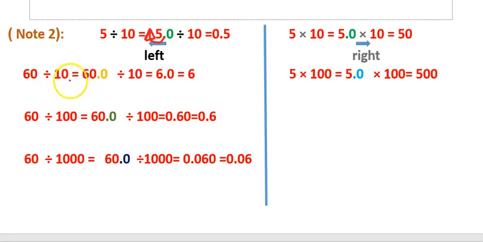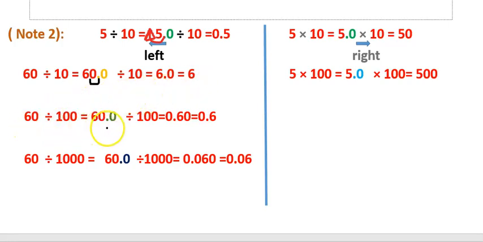60 divided by 10. 10 has 1 zero, so I will move the decimal point one place to the left. 60 equals 60.0. This is the decimal point for 60. Now I will move the decimal point one place to the left, so the decimal point will be between 6 and 0, so it's 6.0, which means 6.